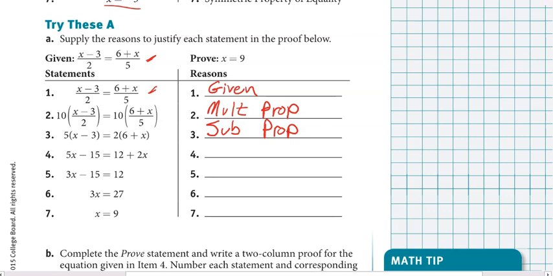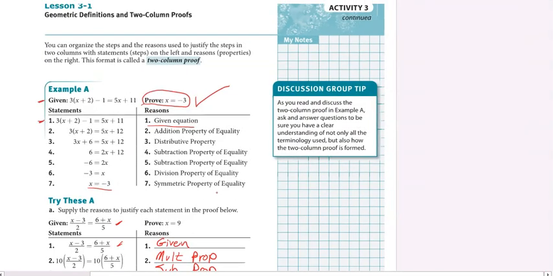From there, it looks like they just distributed the 5 to the x minus 3, and they distributed there, so distributive property. And from here, now that they simplified the left and right side, looks like they subtracted 2x from both sides, canceled out the 2x, minus 2x here, so subtraction property of equality. Added 15 to both sides, added 15 here, canceled out, added 15 here to get 27. So addition property of equality.